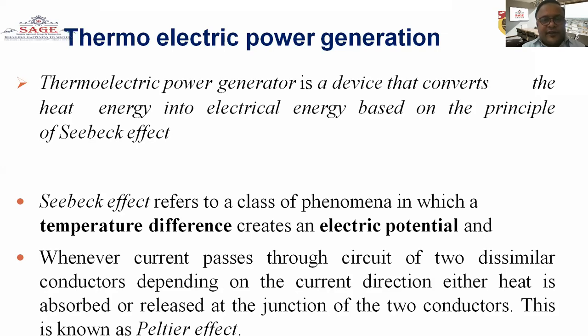Thermoelectric power generation is a device that converts heat energy into electrical energy based on the Seebeck effect already discussed in the previous slide. The Seebeck effect refers to a class of phenomena in which a temperature difference creates an electrical potential. Whenever current passes through a circuit of two dissimilar material conductors, depending on the current direction, heat is either absorbed or released at the junction of the two conductors. This is known as the Peltier effect.